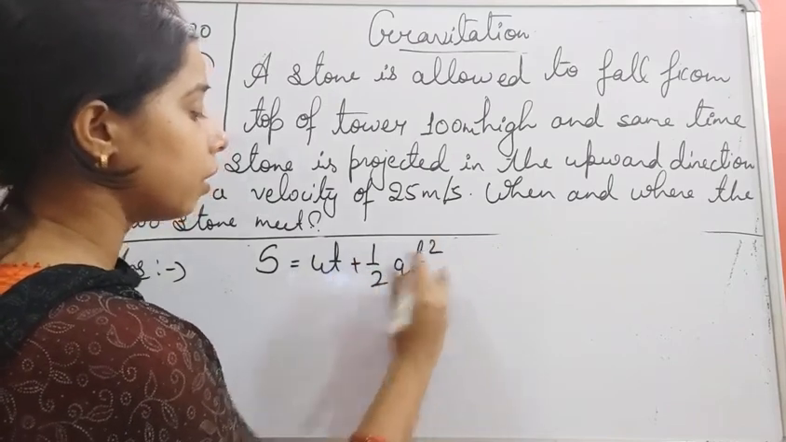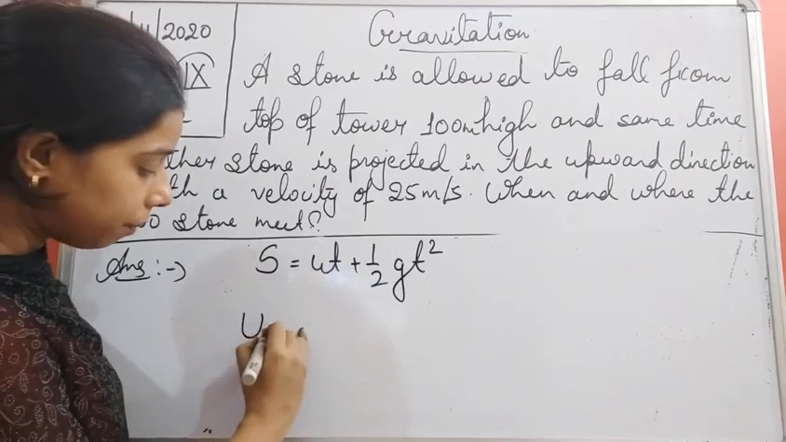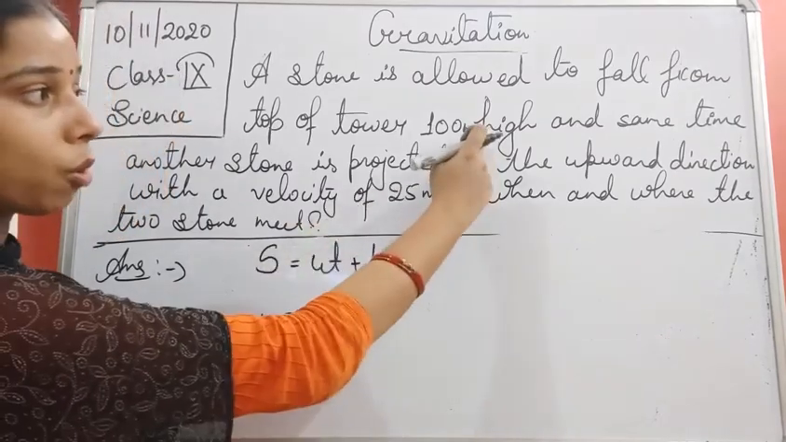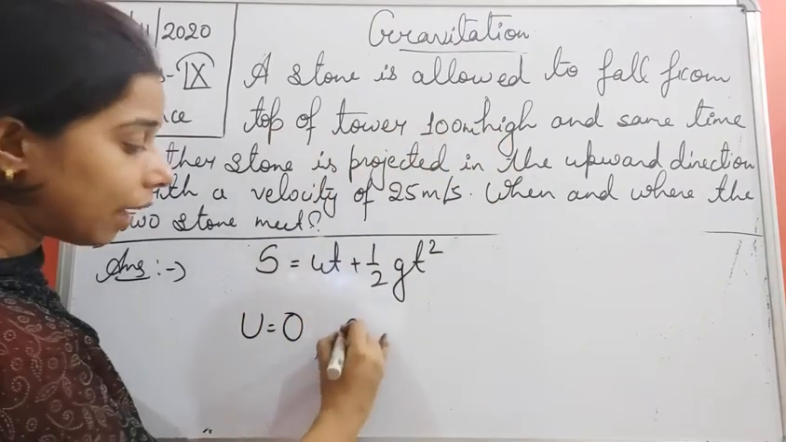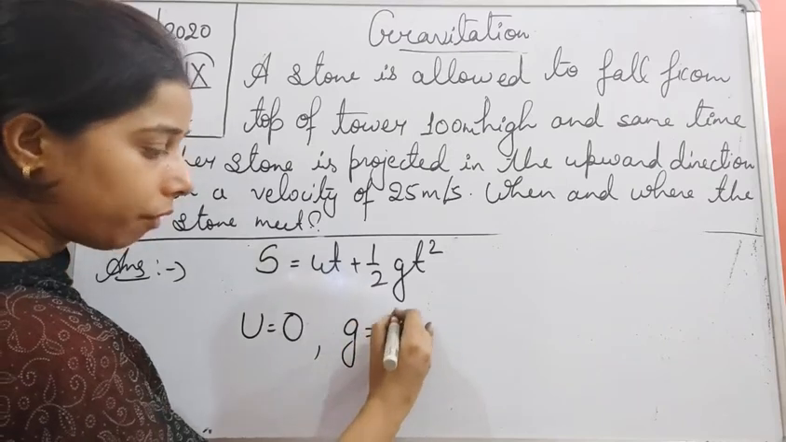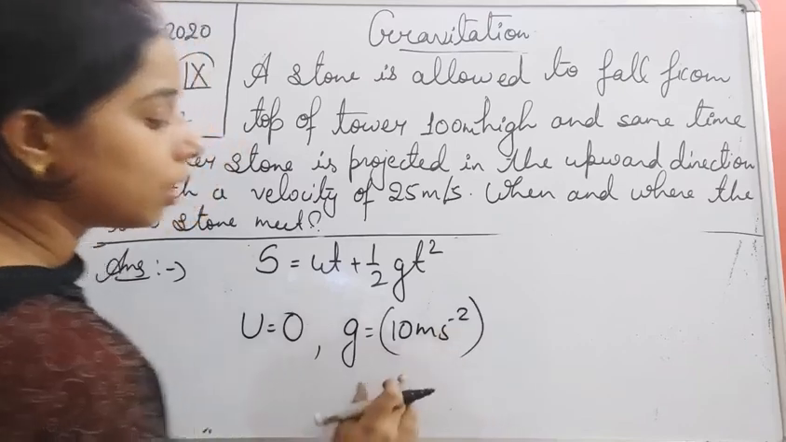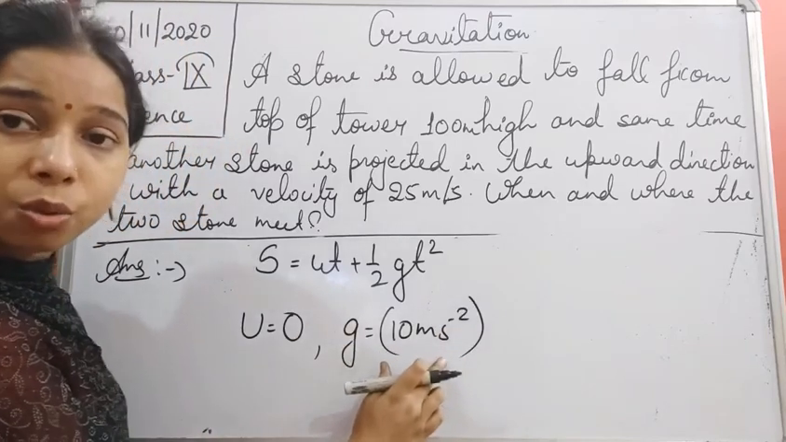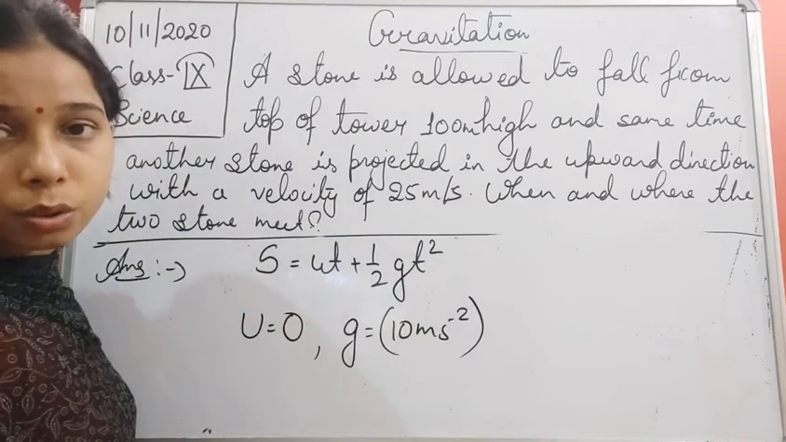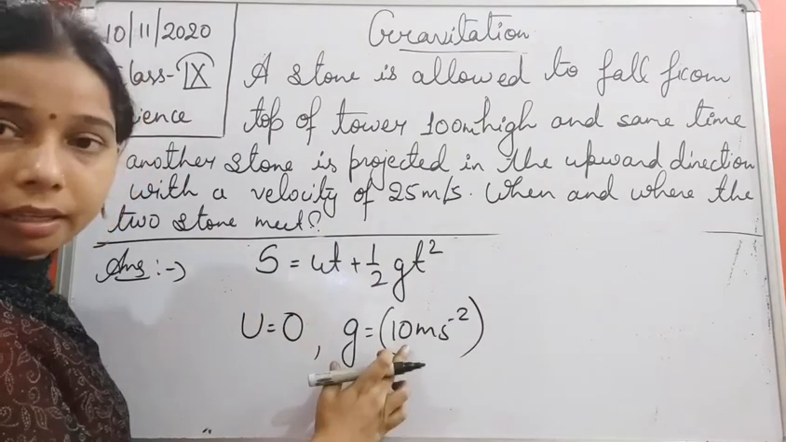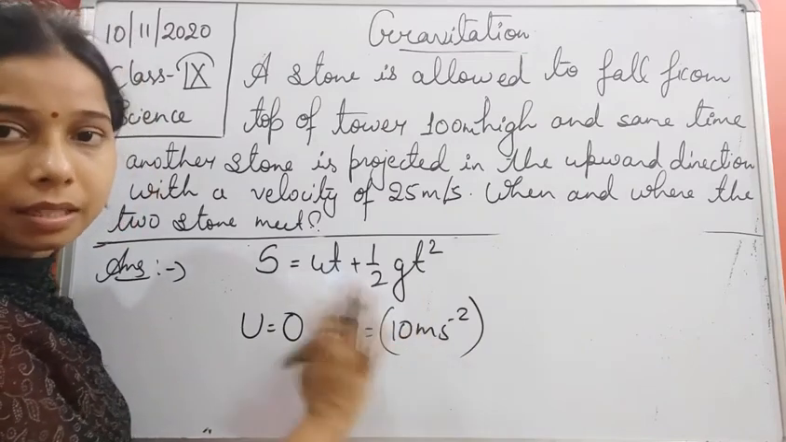Why are we taking here UT plus half GT square, student? Because we know the value of U, that will be equal to 0. In the first case I am talking about, the ball is dropped in the downward direction. The value of G will be G only, or we are taking here 10 meter per second square. So the value of G is plus 10 meter per second square. The reason for taking plus here is because it is coming towards the earth. That is why we will take a positive sign. So G will be equal to 10 meter per second square.